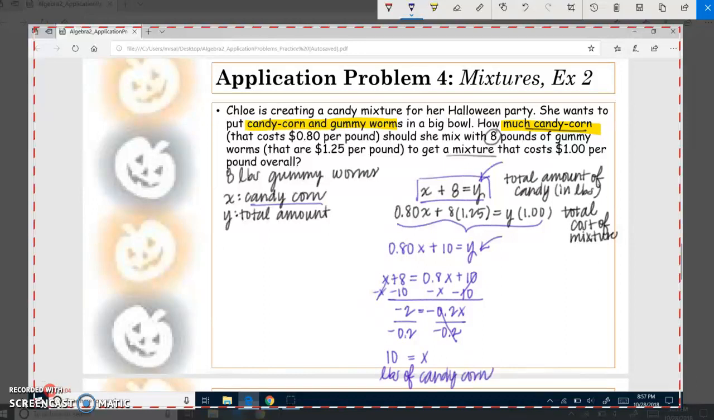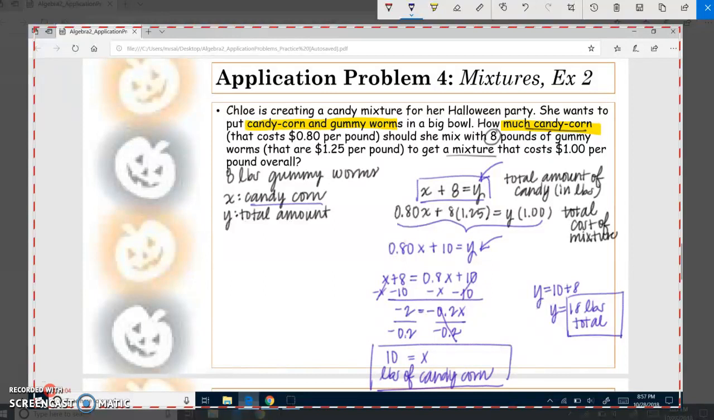So then the nice thing is, we know how many gummy worm pounds we have. So to find the total amount, y equals x plus 8, well, we can just say y equals 10 plus 8. So our overall mixture is going to be 18 pounds in total. So that is one large candy mixture that they have for Halloween.